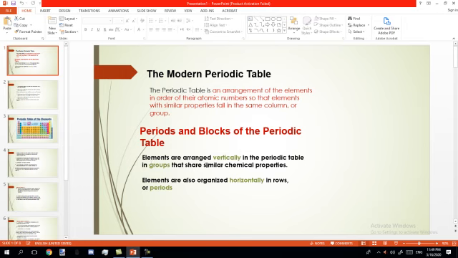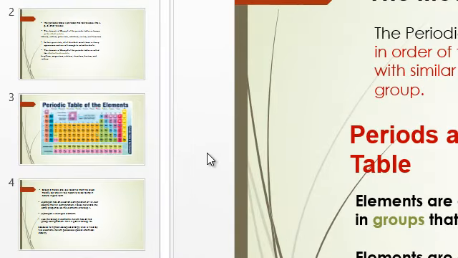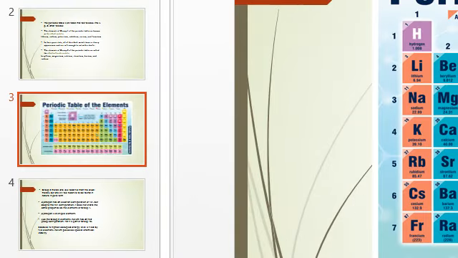Elements are arranged vertically. Vertically means from up to down in columns in the periodic table in groups. So the columns are called groups that have similar chemical properties, while elements are also organized horizontally in rows or periods. So the horizontal rows are called periods. Don't forget this. Groups means columns, rows means periods. Now, first we'll see what is the modern periodic table.